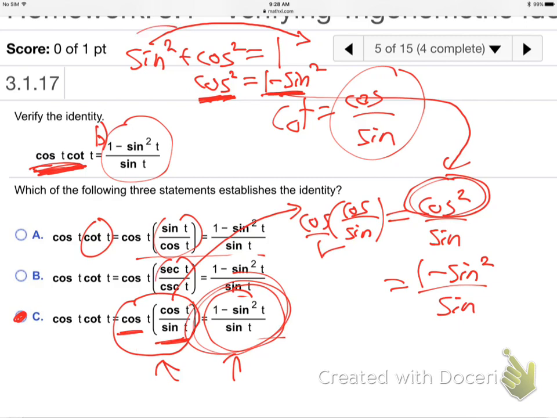We use this sine squared plus cosine squared as 1 a lot, having solved for one of the pieces, like solve for cosine squared or solve for sine squared, and plug in. That kind of maneuver happens quite often. Very common. Is that okay? Questions on that one?